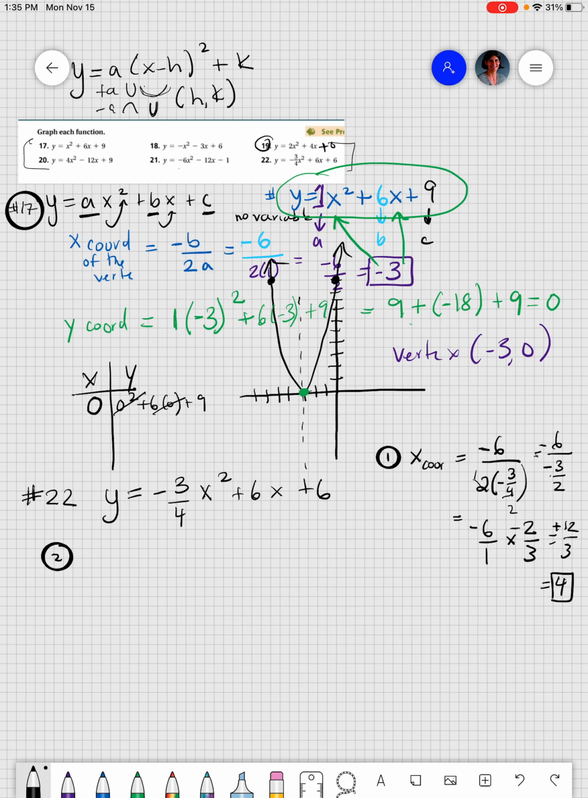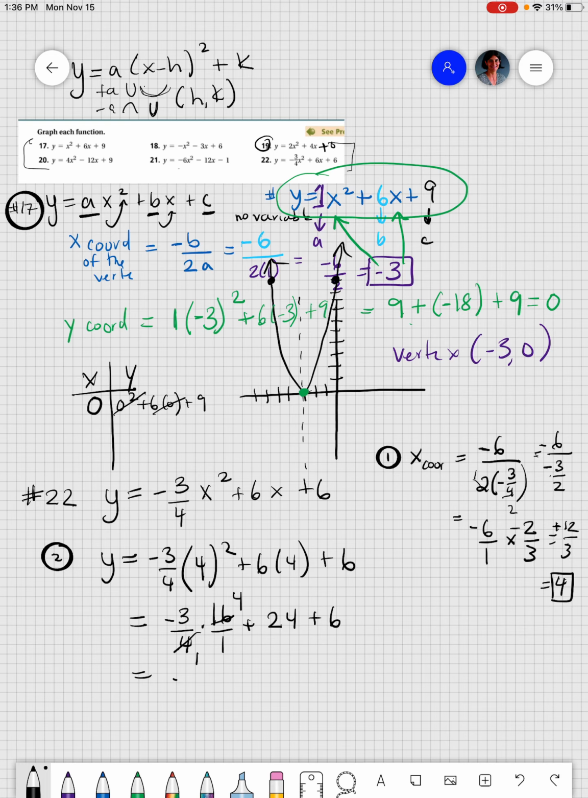Step 2, I've got to plug that back into y. So y equals negative 3/4 times 4 squared plus 6 times 4 plus 6. Negative 3/4, 4 squared is 16. Plus 6 times 4 is 24, plus 6. 4 goes into 4 once, goes into here 4 times. That's negative 12 plus 24 plus 6. This is going to be 12, because 24 minus 12 is 12, plus 6 equals 18.